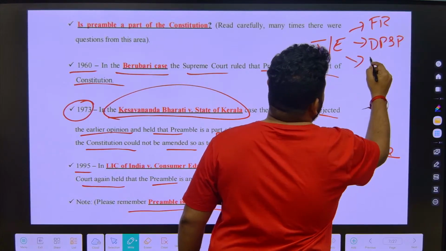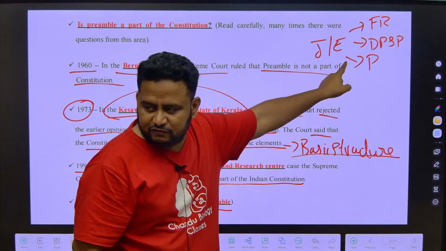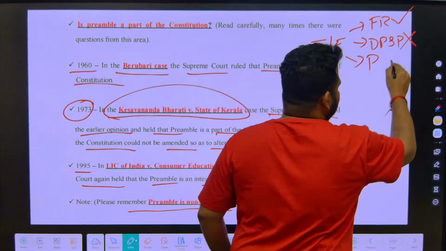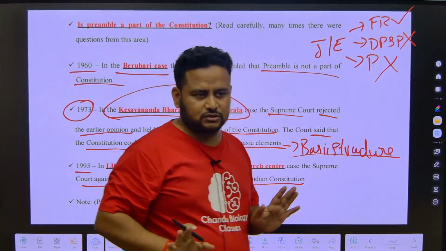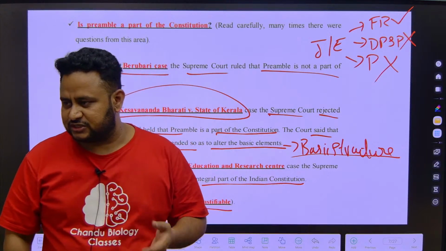So if I talk about justifiable or enforceable: fundamental rights, DPSP, and also what is that? Preamble. So fundamental rights, justifiable and enforceable, yes. Fundamental rights, yes. DPSP, no. Preamble, no. Understood?